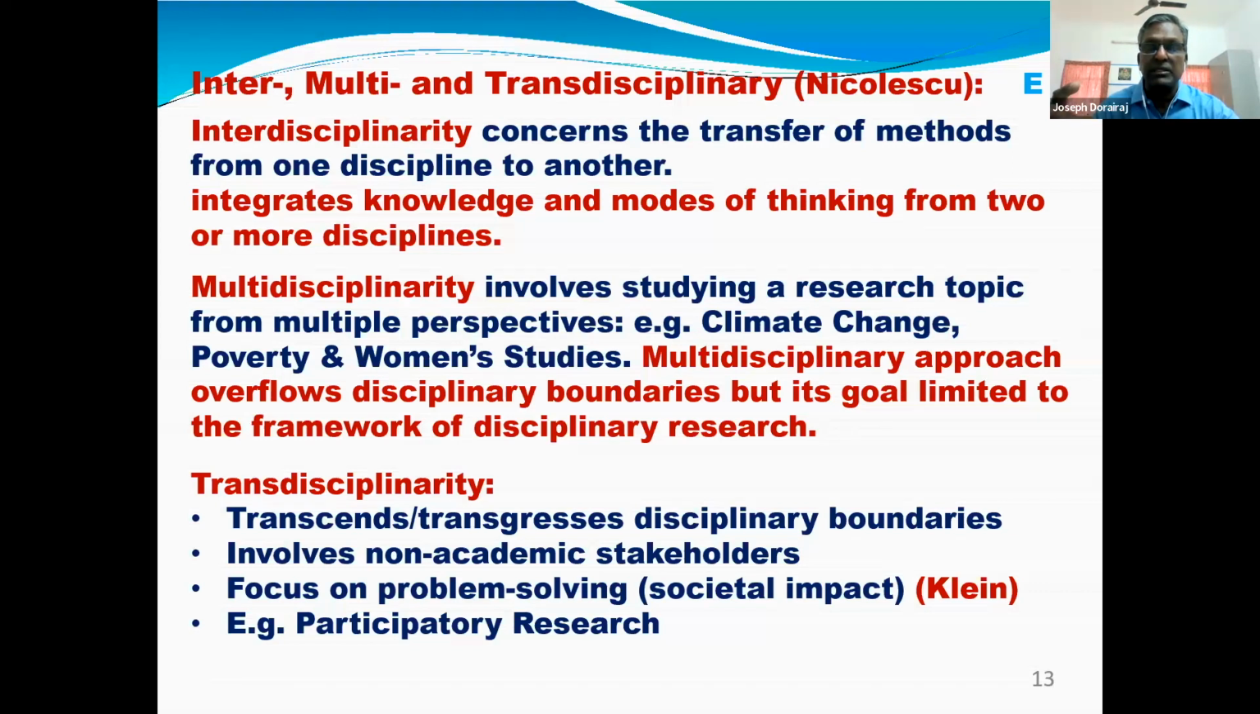So in the first line, you see the name Nicholas Coe. So I would like to take his help when I try to differentiate between these three terms, inter, multi, and trans. And I will also like to take the help of Klein. He has written an article on transdisciplinarity, and he also clarifies the crucial differences and distinction between multidisciplinary and transdisciplinary.